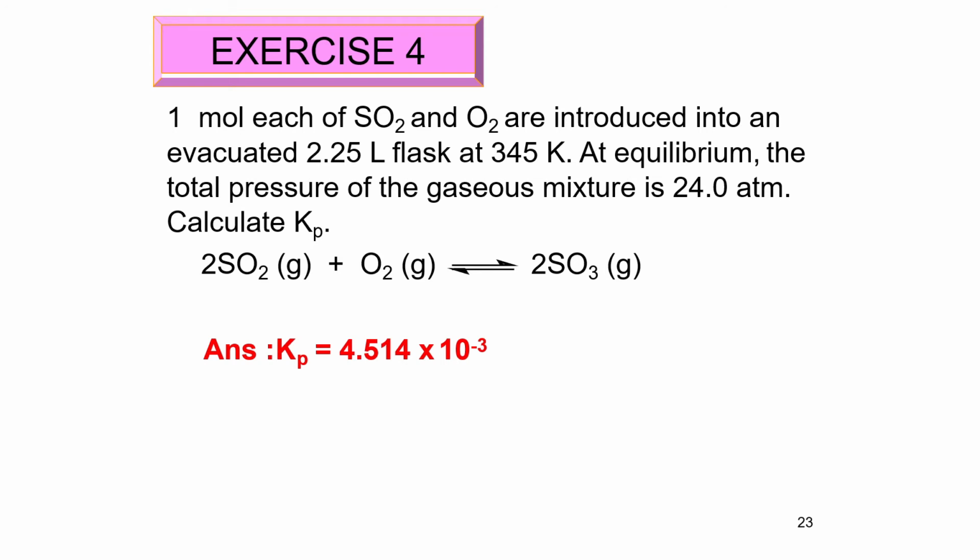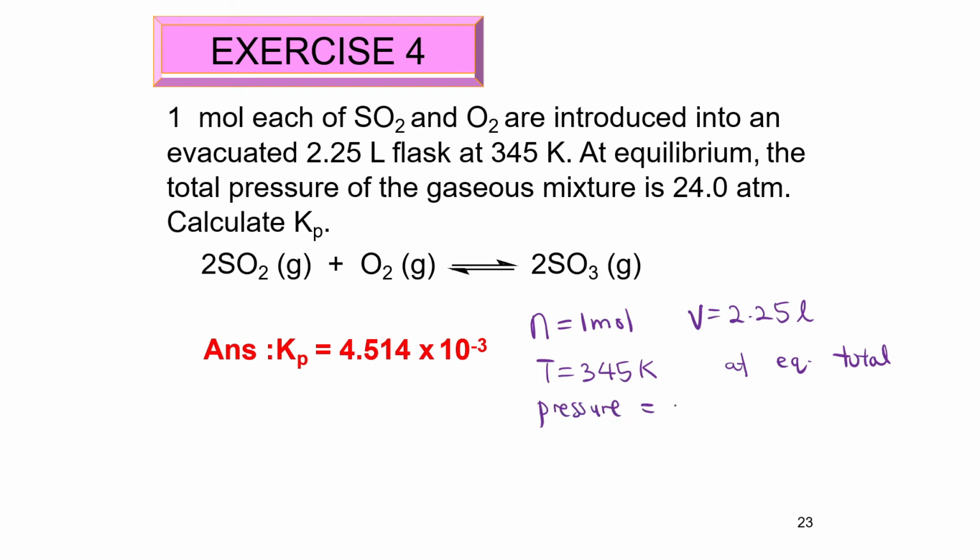So you are given the number of moles, which is 1 mole, and then the volume is equal to 2.25 liter, temperature equal to 345 Kelvin. So we have the moles. We want to find Kp. Alright, so temperature, and then they give at equilibrium the total pressure equal to 24 atm.